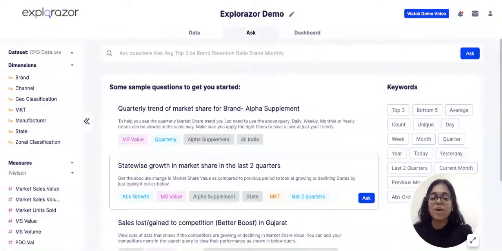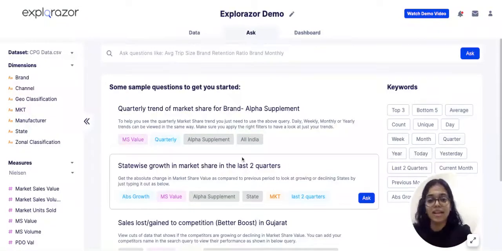First thing to know about how Explorazor helps users is that it provides a consolidated view of multiple data sources. What I mean by that is that your sales, market share, brand penetration, prescriptions for pharmaceutical industries, basically all kinds of performance data that you deal with on a day in and day out basis. All of these data sets would be combined, cleaned, mapped into one cohesive data so that you can ask all kinds of questions on your data.